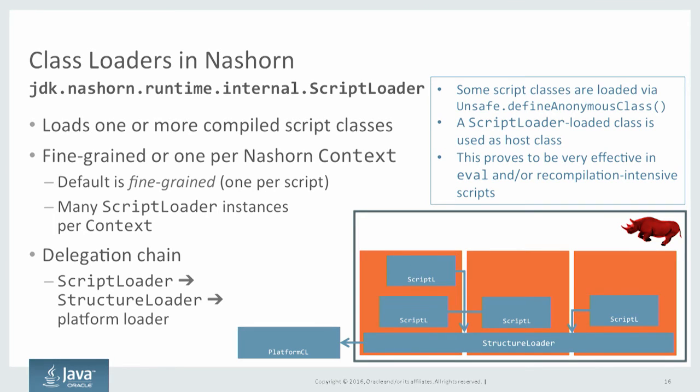If they do not have to access each other by name, the Unsafe defineAnonymousClass trick can be used, and method handles are used to reference the JavaScript functions defined in those classes. This allows for very fine-grained unloading of script classes. So you can think of it as an optimization. In the end, there has to be one little dummy class loaded by a script loader that is used as the host class in loading all these classes in defineAnonymousClass.